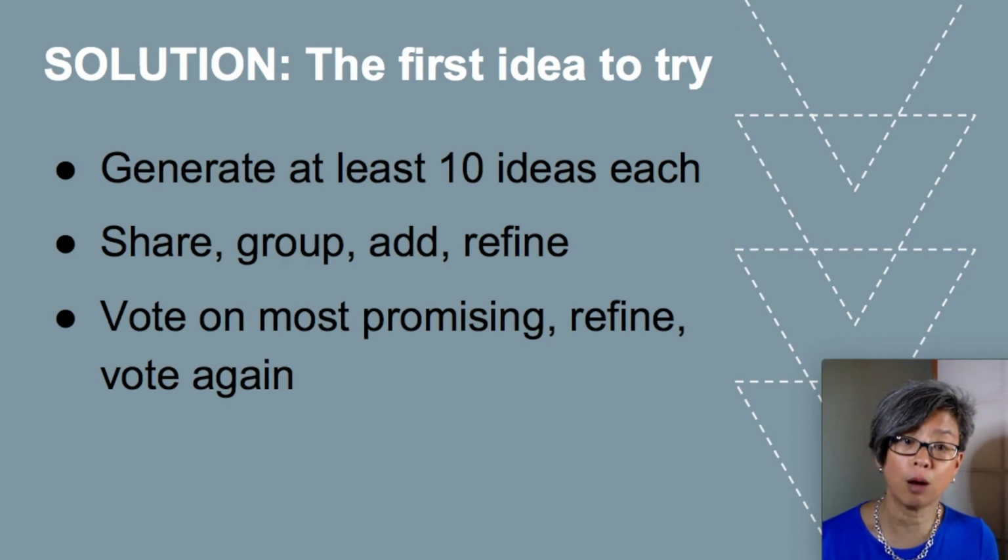Once you have a large set of ideas that you're happy with, you might want to start whittling down and focusing on the ones that look the most promising. Again, refining them. You might want to use a voting system to vote on the ideas that seem most promising, and eventually get down to one idea that you want to start with.